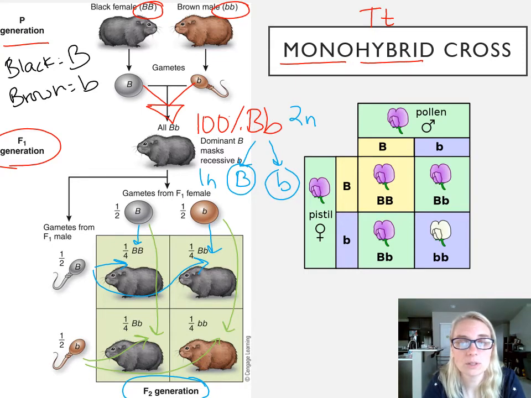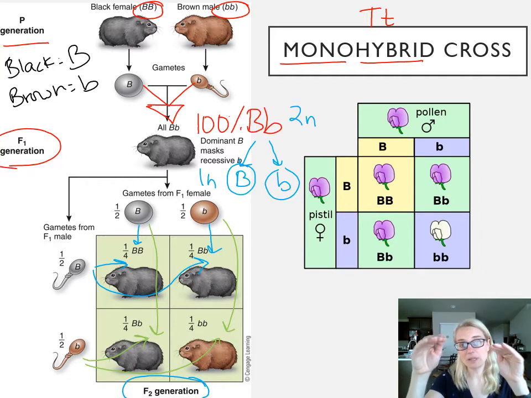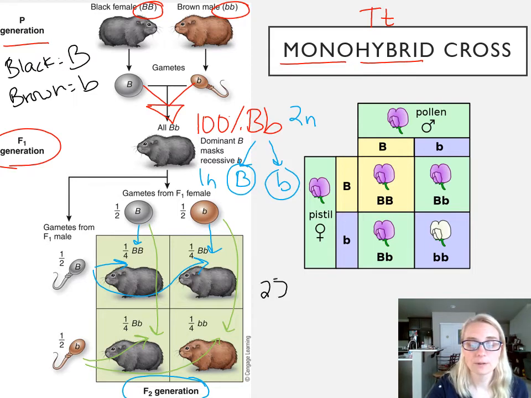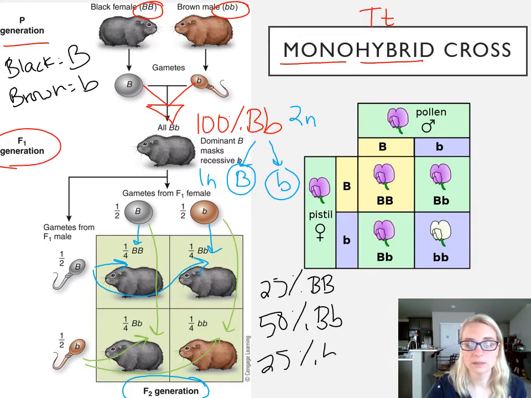So these Punnett squares help you set up the gametes that are made from your parents, put all the potential crosses together, and figure out what your offspring can be. So in this case, we could have 25% big B, big B, 50% big B, little b, and 25% little b, little b.